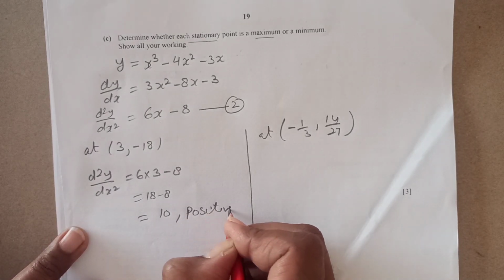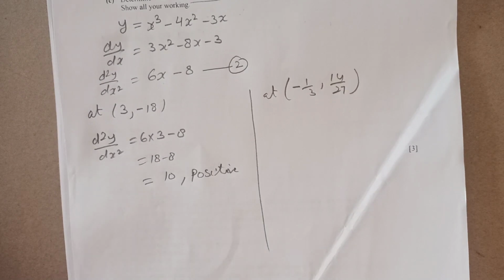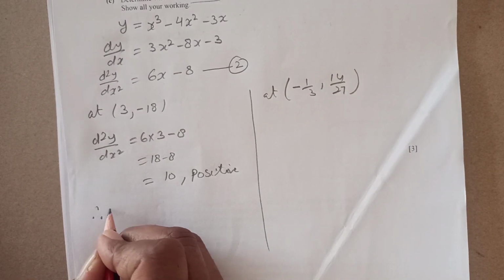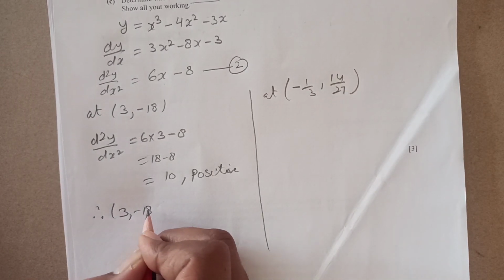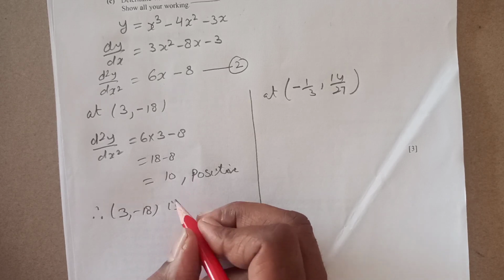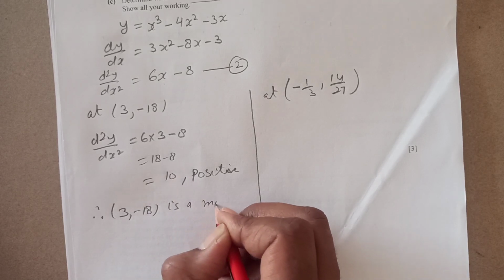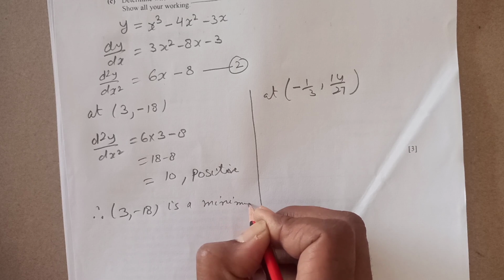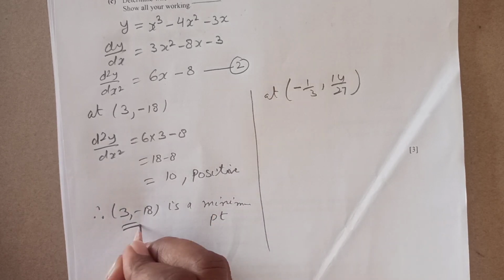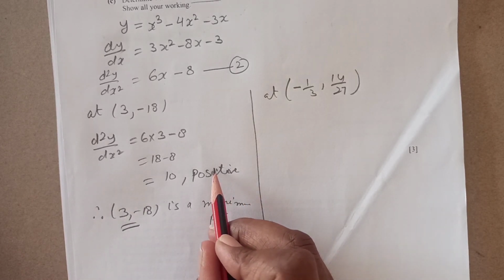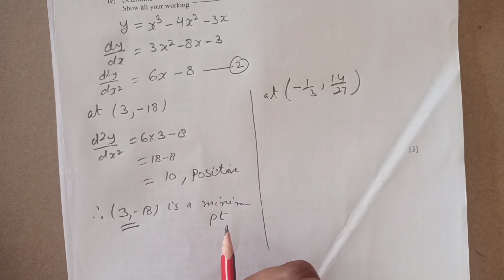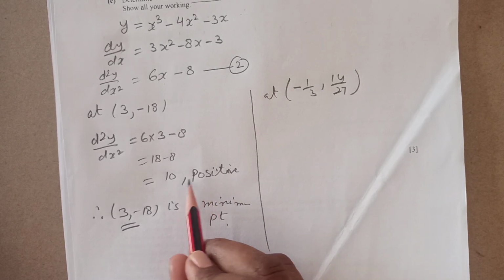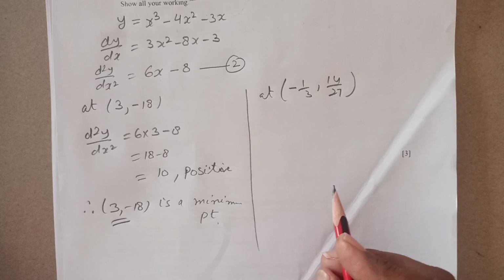Whenever the second derivative is positive, that point is a minimum. Therefore 3 and minus 18 is a minimum point, right? So this point is a minimum point. Whenever the second derivative is positive, the point is a minimum. If the second derivative is negative, then the point is going to be a maximum.